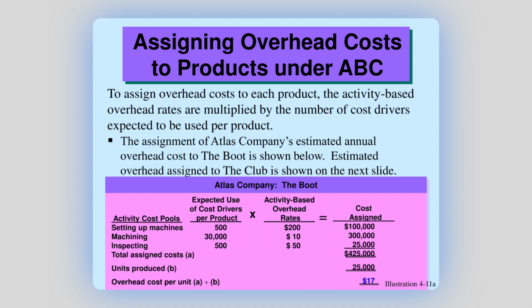Okay? So, meaning to say, how much would be our overhead cost per unit? 17. So, 425 divided by 25,000. Okay? So, that's now your 17 pesos. So, 17 would be our overhead cost per unit. Okay, next one.